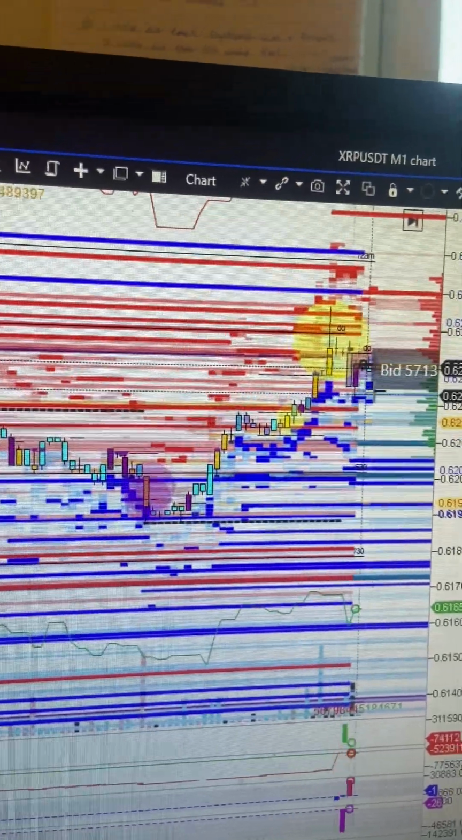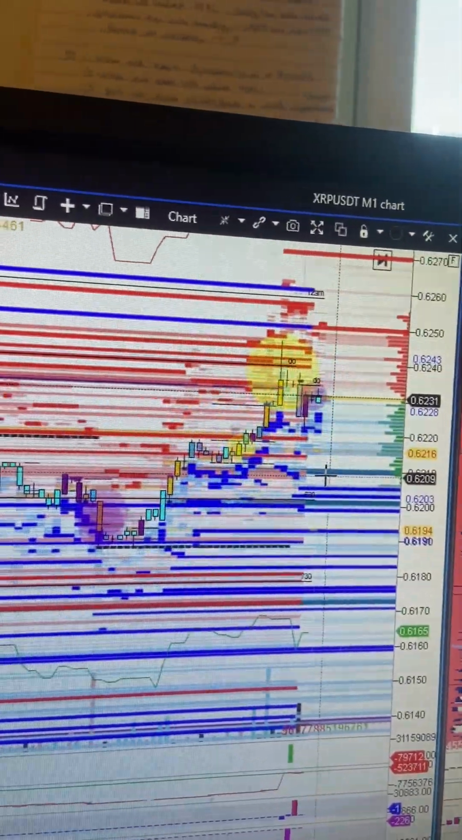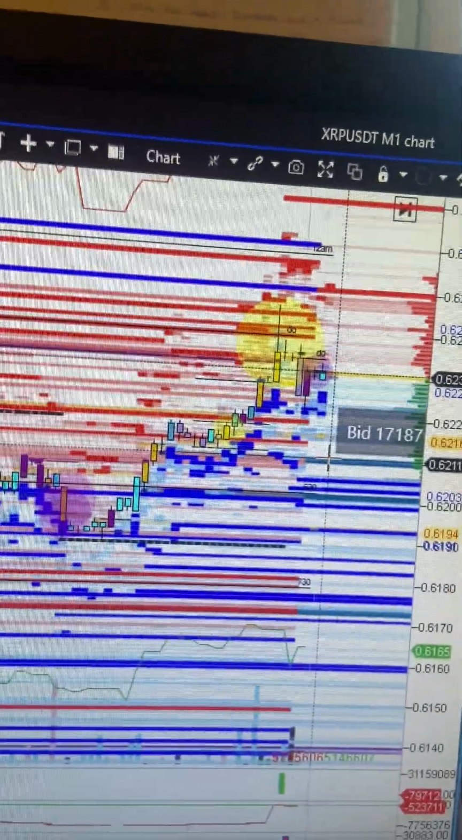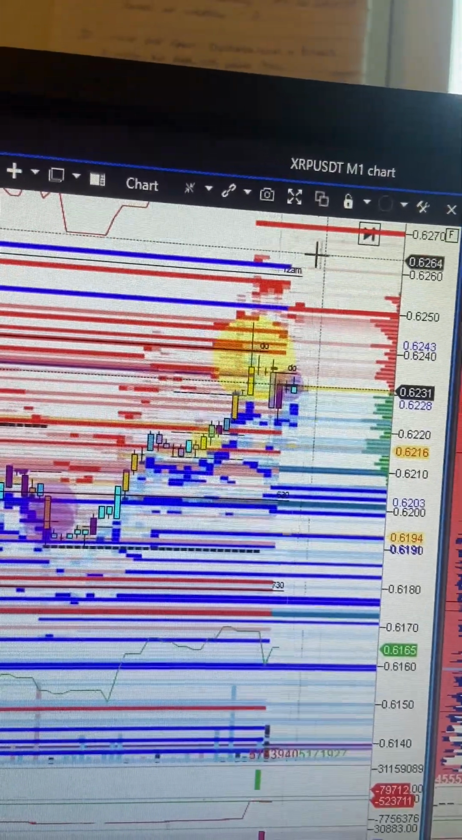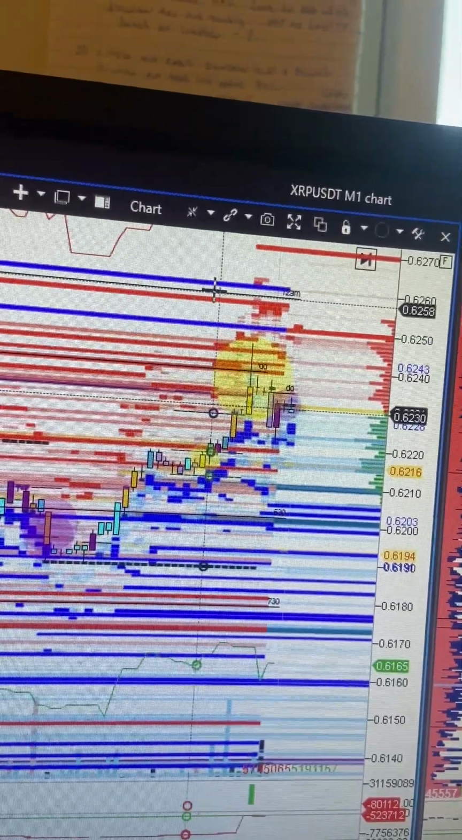This is my ultimate scalping chart. I have it set up on the 1 minute, but it has all the liquidity pools. I know it looks kind of messy, but these are really important when you're scalping. Like I always say, the market makers are going to target liquidity.